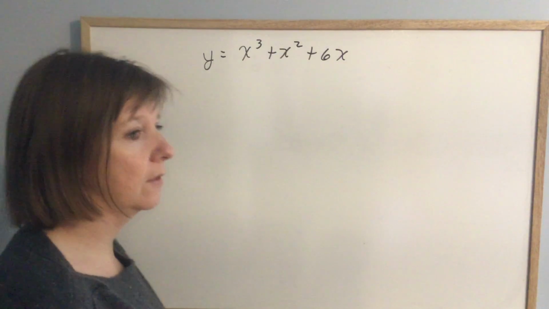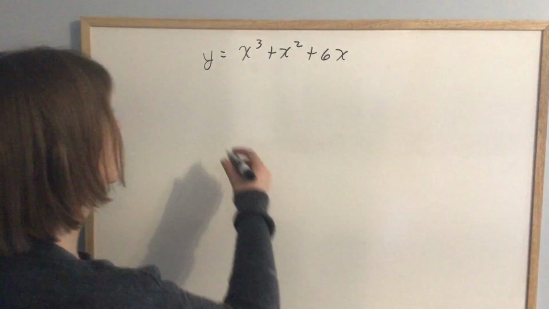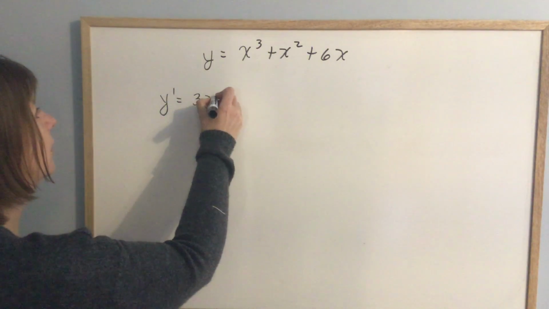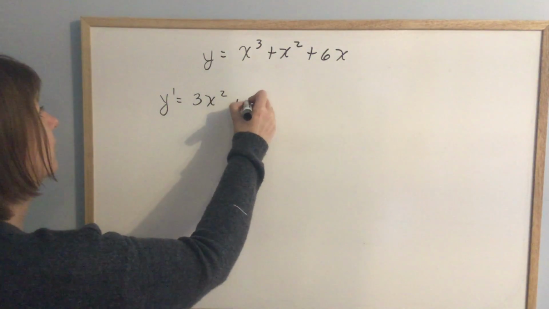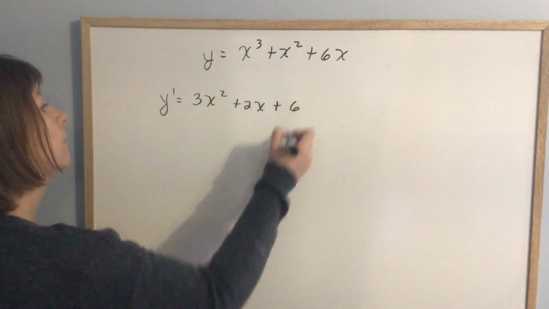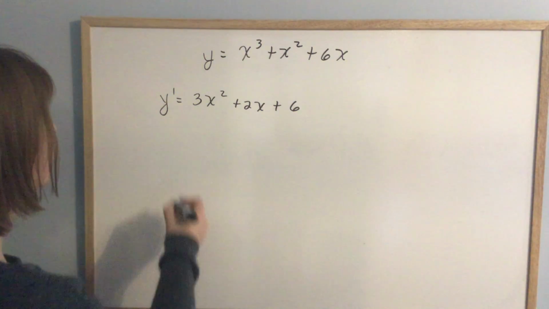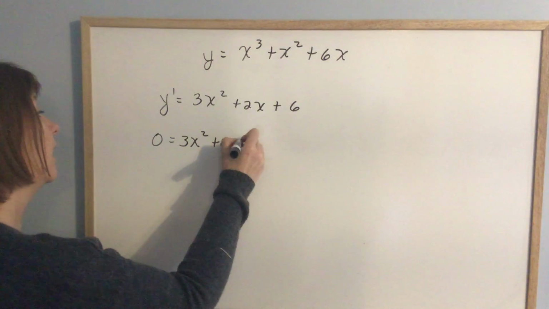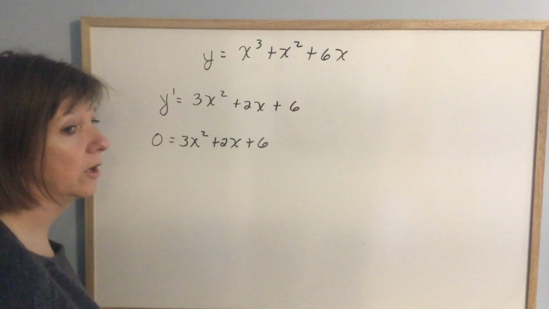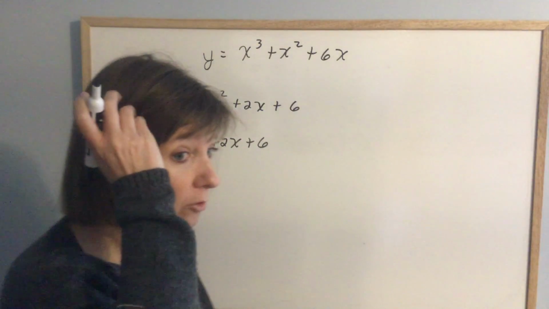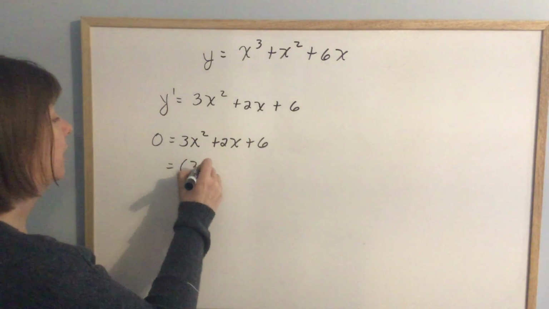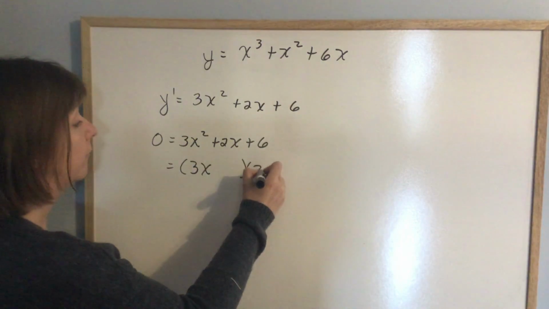So the first thing we're going to think about then is, are there any local max or mins? So I'm going to do the derivative, which is going to be 3x squared plus 2x plus 6. So I'm going to make that equal to 0. Again, you're either going to have to factor that or use the quadratic equation. It's up to you. Doesn't matter which you do. I like factoring, so I'm going to try and factor.